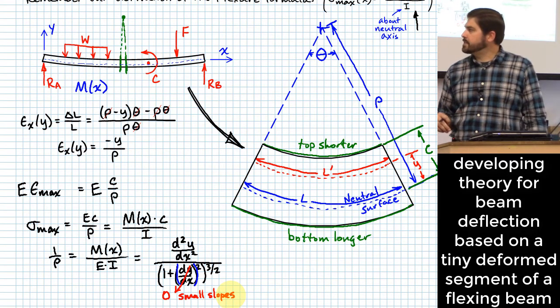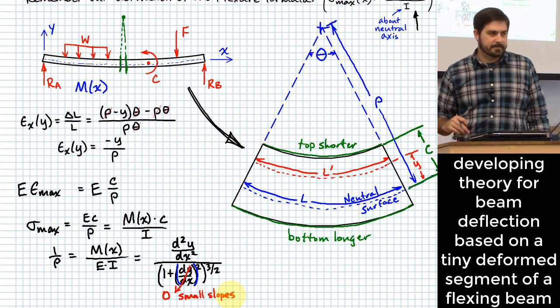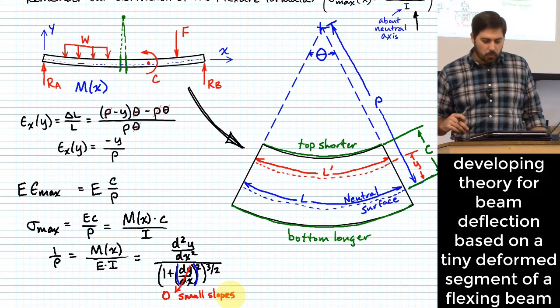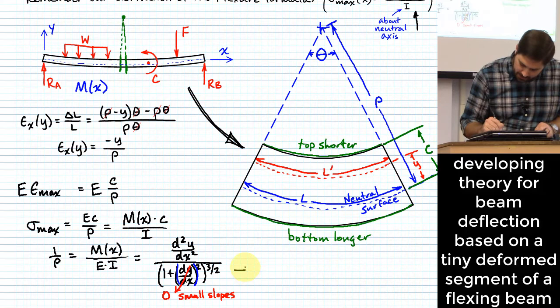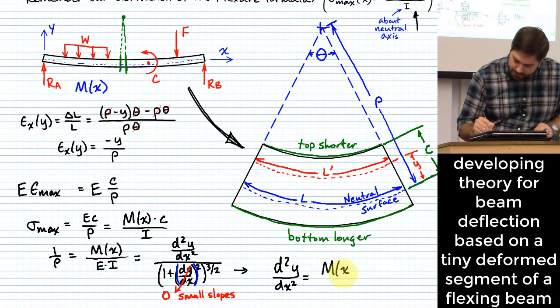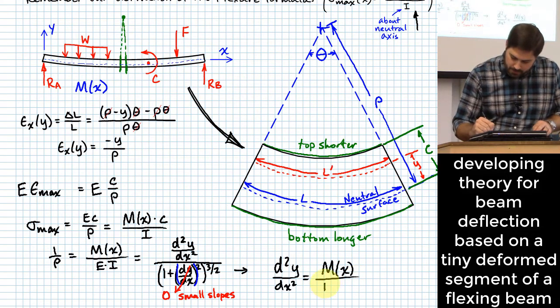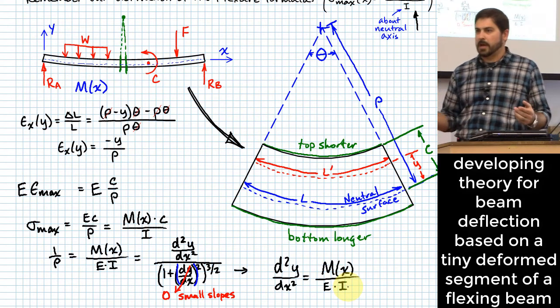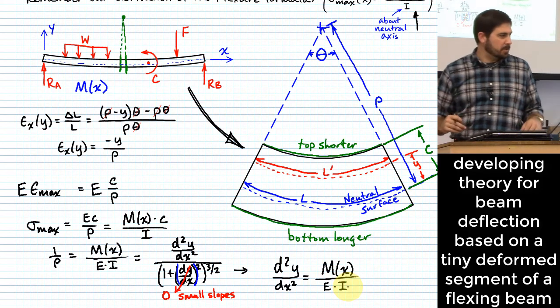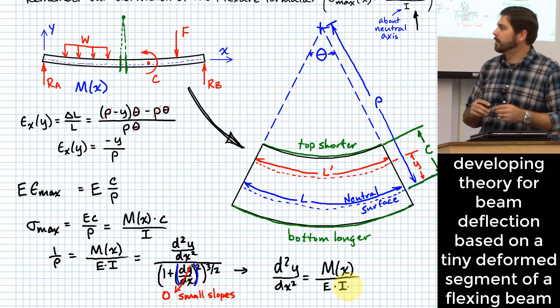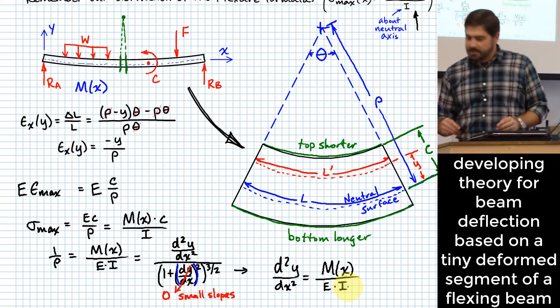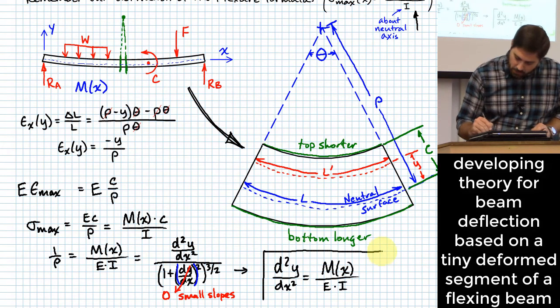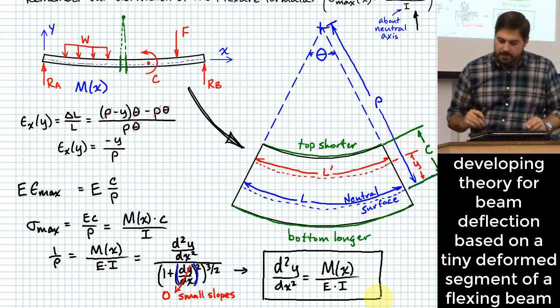Okay? Well, if that's 0, then what does the denominator become? Just 1, and so what we can say here is that the second derivative of y with respect to x is going to be equal to this bending moment as a function of x over the elastic modulus times the second moment of area. Again, that second moment of area is around the neutral axis. I won't always put that subscript on there, but I'll just mention it, that is still around the neutral axis. And this is our starting point for understanding how to figure out deflections of beams.